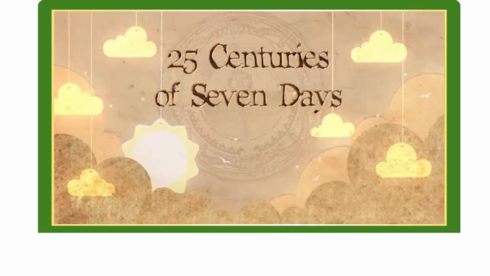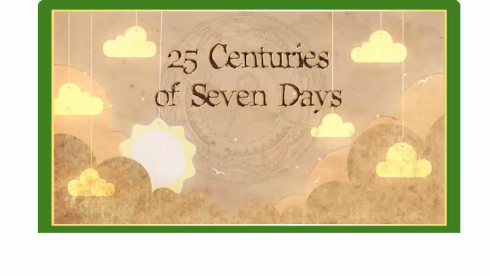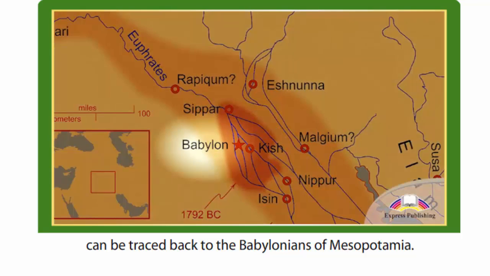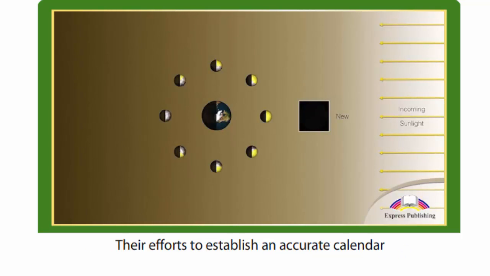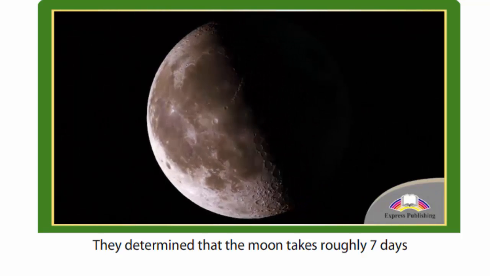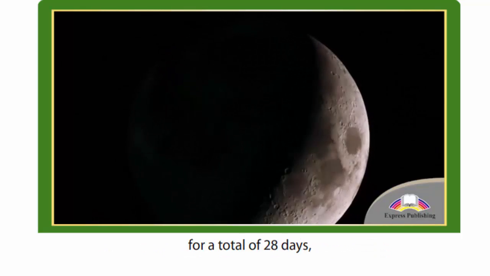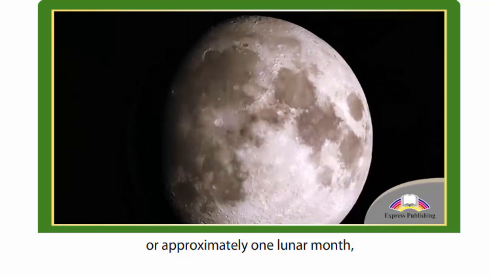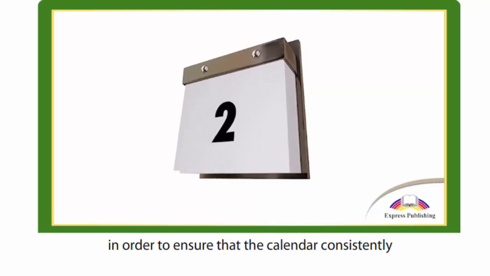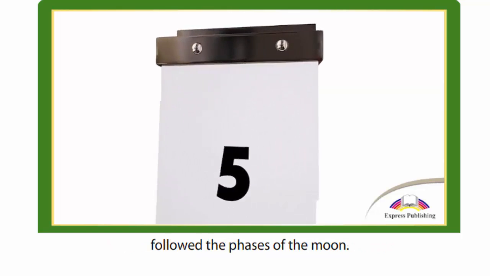25 centuries of 7 days. The origins of the 7-day week can be traced back to the Babylonians of Mesopotamia. Their efforts to establish an accurate calendar led them to focus on 4 lunar phases: new moon, waxing half, full moon, and waning half. They determined that the moon takes roughly 7 days to move from one phase to the next, for a total of 28 days, or approximately 1 lunar month, to cycle through the phases. They added leap days as needed in order to ensure that the calendar consistently followed the phases of the moon.